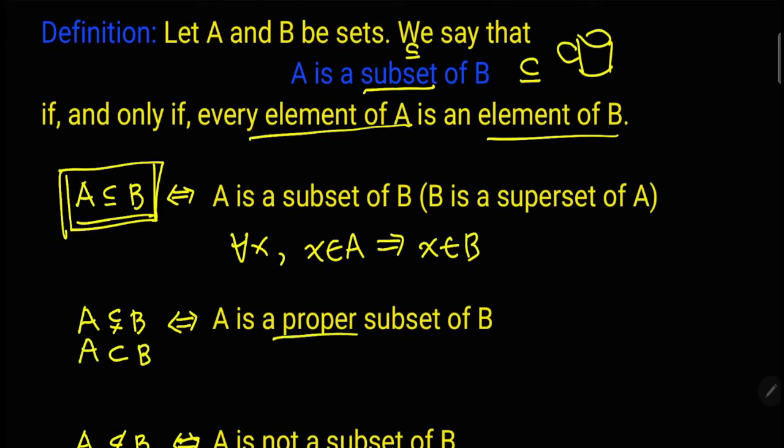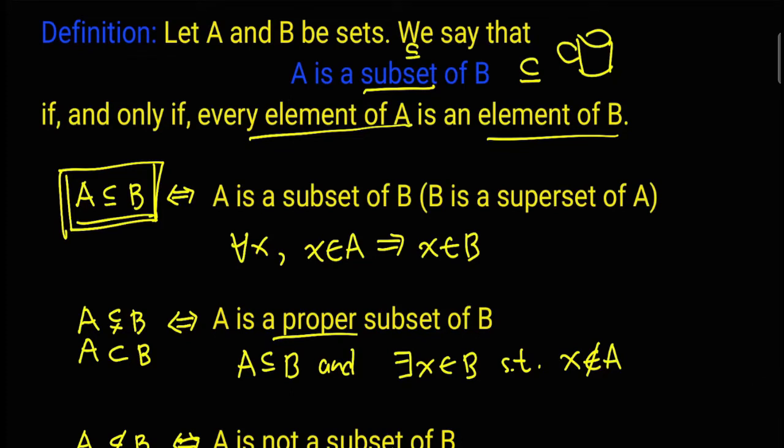So when we say proper subset of B, A is a subset of B, and we know that A is not the same as B. So there must be an extra element in B that is not in A. So there exists an X in B such that this X is not in A. Meaning, not all of the elements in B are in A.